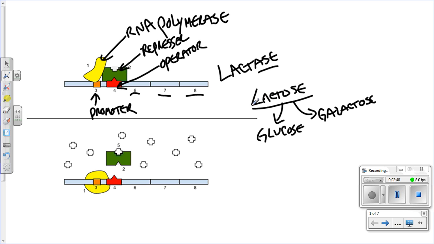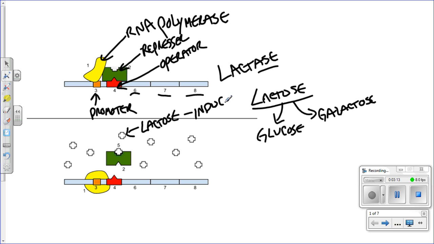So if lactose is in the environment, the bacteria, in this case, might want to break down lactose. It needs the enzyme lactase to do that. So here we have a repressor inactivated by lactose. So lactose in this scenario is the inducer, right? It acts in inducing the transcription and translation of this operon. So it acts as the inducer.